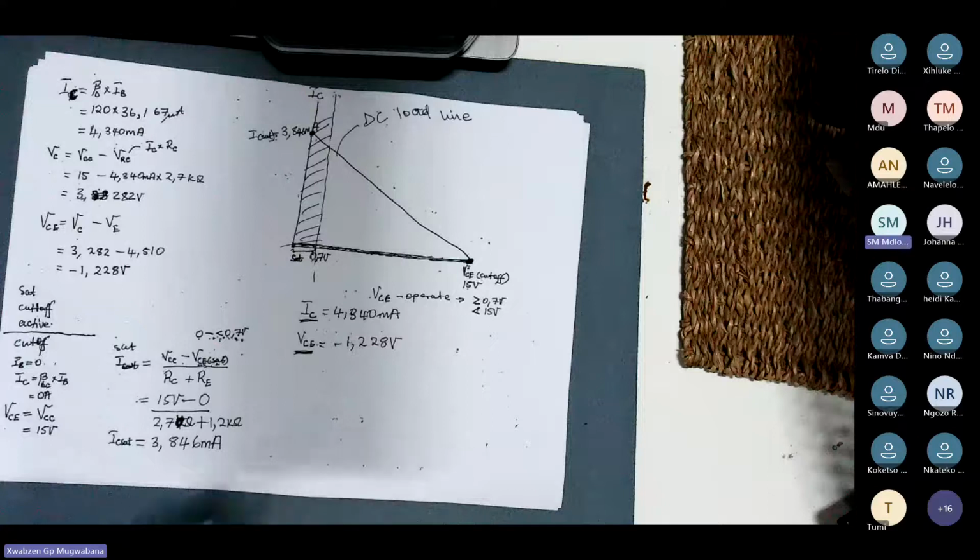Nothing is happening on the saturation region. Maybe I'm failing to understand your question. When you say what will happen to the saturation region? I'm saying, if at this point in time they don't give us VCE saturation, we assume it's 0. Let's say they give us VCE saturation and they say 0.2. How does that affect the graph that we draw? It doesn't affect the collector characteristic curve.